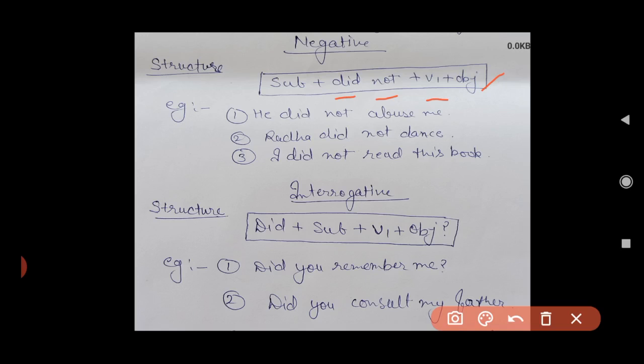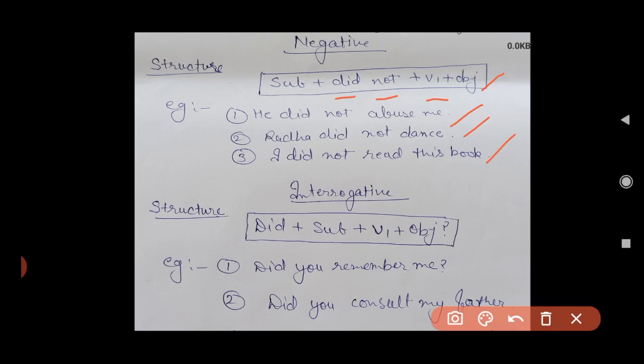Now we will see some examples of past indefinite negative sentences. He did not abuse me. And the second example is Radha did not dance. Means in past time she did not dance. Okay, I did not read this book. So these are the examples of past indefinite negative sentences. Now we will move on to interrogative sentences.